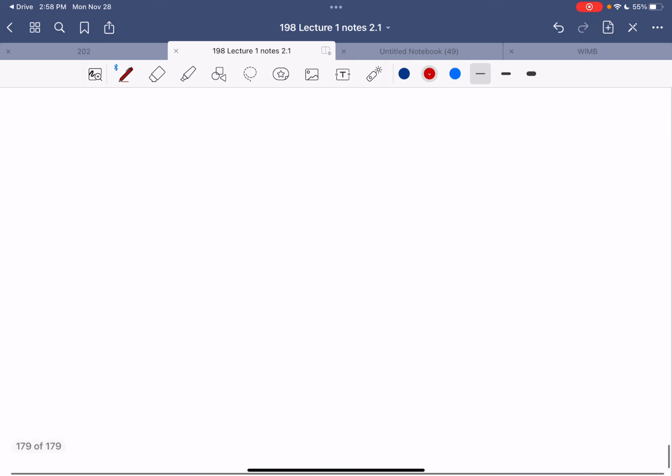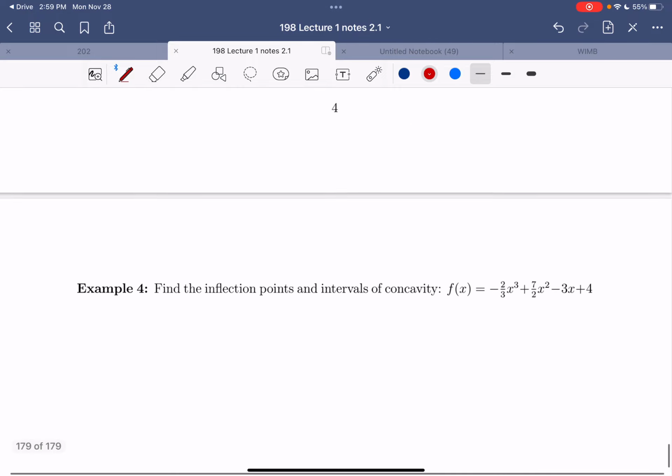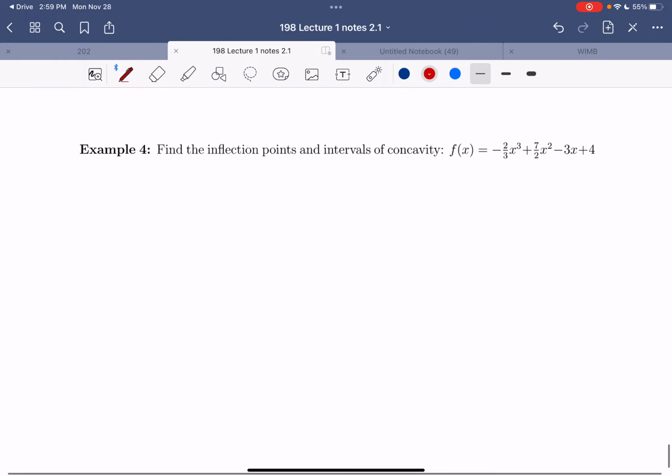All right, and then the last thing that we want to do is we want to be able to find inflection points and intervals of concavity. So we are going to take, is this the same function? It is. We're going to take the same function, and we've already done some work up above. So what do we know about this?